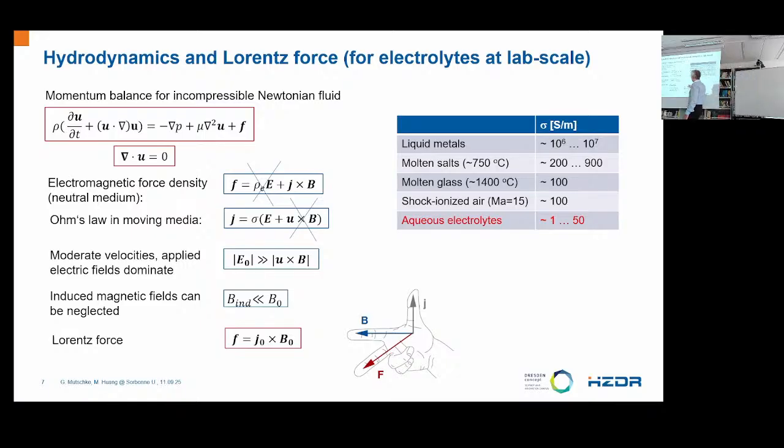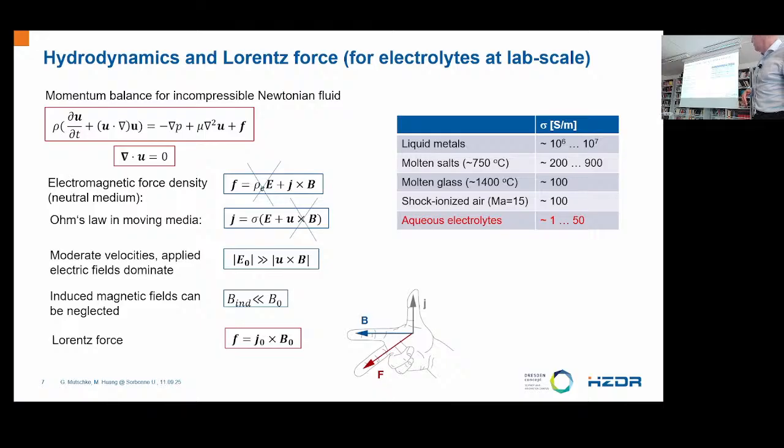In these moving media, you get an additional term that results from the motion of the liquid itself. The cases that we are dealing with here are where this induced current density is much smaller than the electric field that we apply. So we are left with this left part. And for those of you who know a bit of electrodynamics, there's also an induction taking place as a result of a current flowing through a medium, and this generates induced magnetic fields, but in our case these are much smaller, so we are basically left with the current density and the magnetic fields that are applied to the liquid.